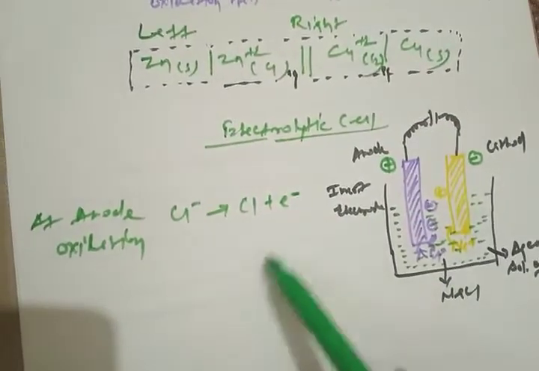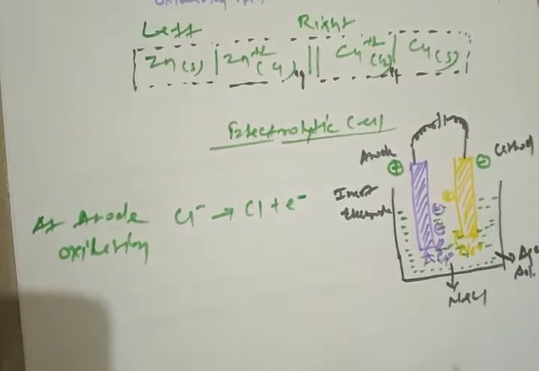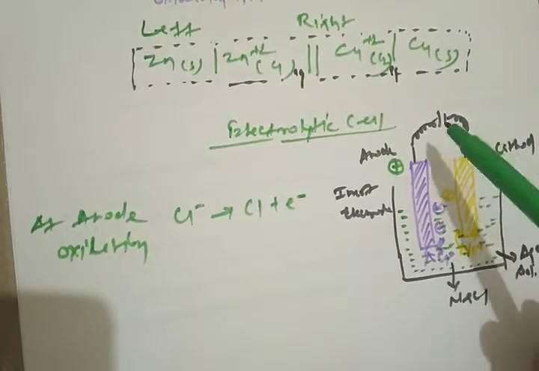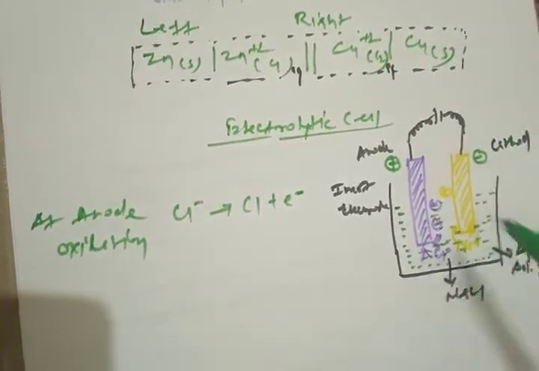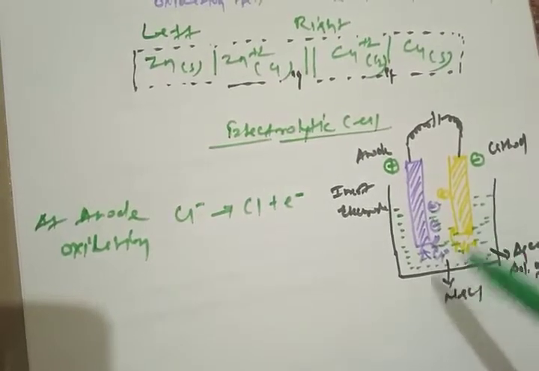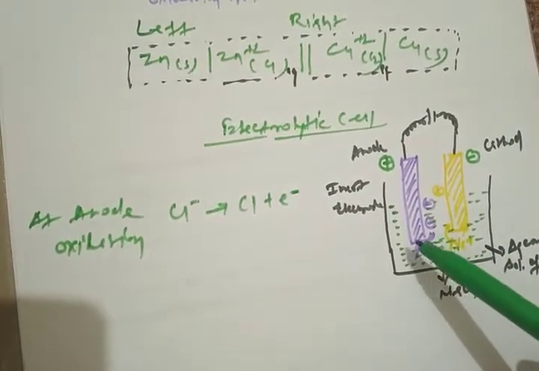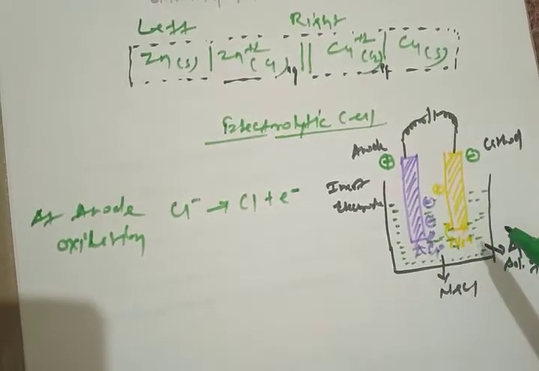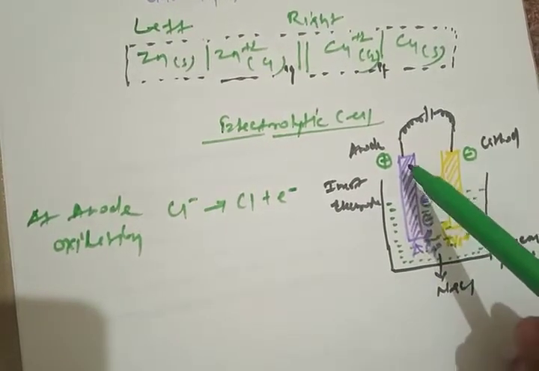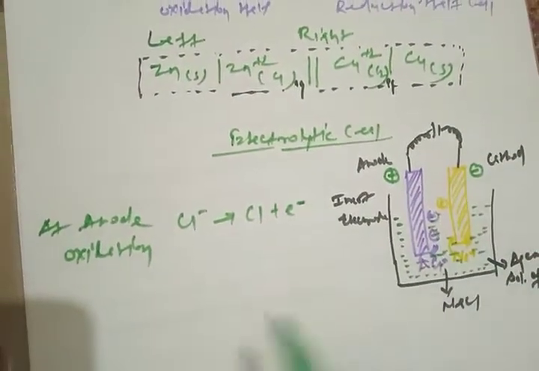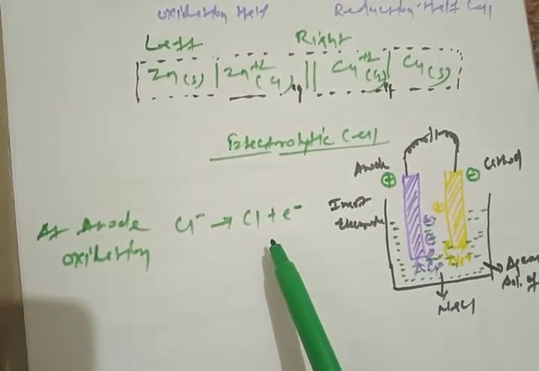Now this negative electron I'm talking about, when we give supply from the outside, the sodium chloride gets melted, and the negative charge electron will travel to this positive charge. As it is an inert electrode, this negative charge will travel towards this positive charge, and then the cell reaction will complete. So at anode oxidation occurs.